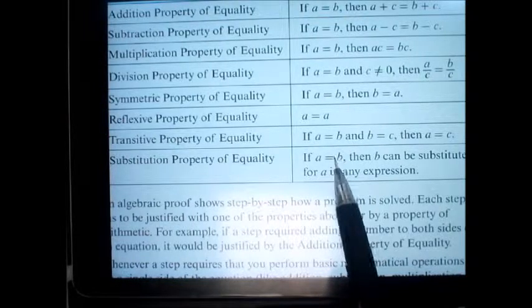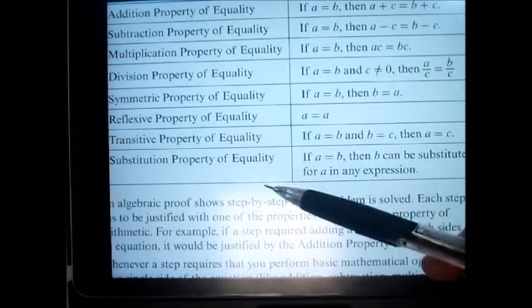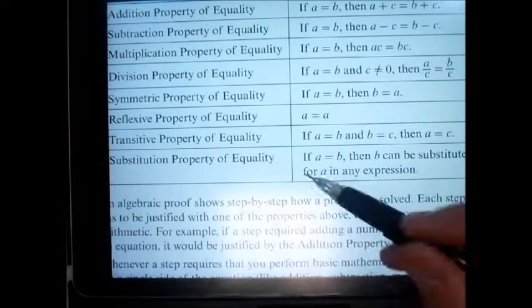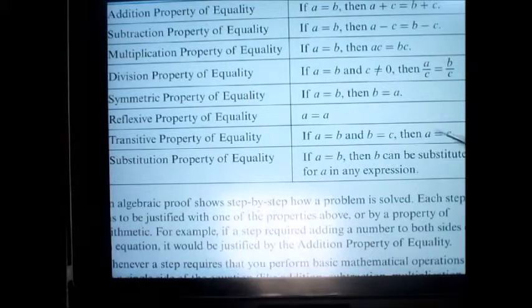Syllogism. Okay. Next one is substitution property of equality. It's just when I sub something in. Okay, so if I say x is equal to 3 and we sub in 3 for x, then that is a substitution. That means substitution property of equality, right, Nick?